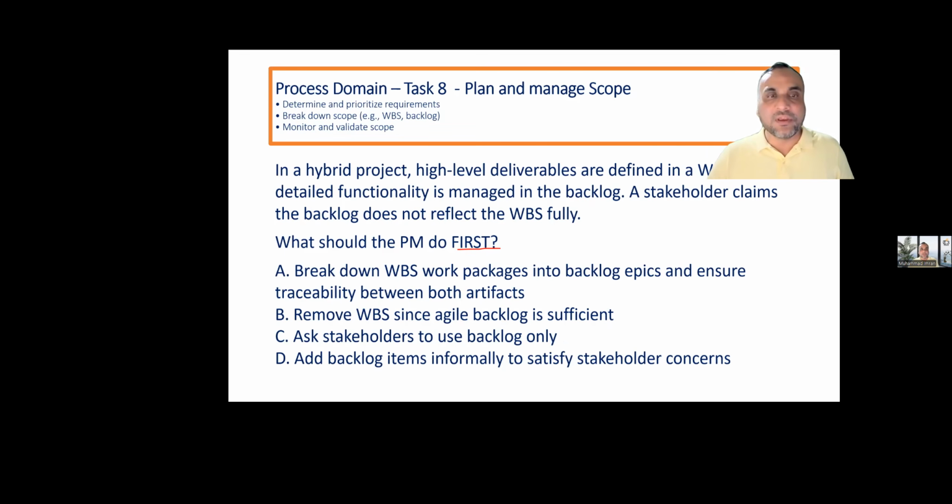Remove WBS since agile backlog is sufficient. Ask stakeholders to use backlog only. Add backlog items informally to satisfy stakeholder concerns. So the better answer, which answers the question, is exactly A. Try to make them like this. I think during the training I've shown you the work package and so on.